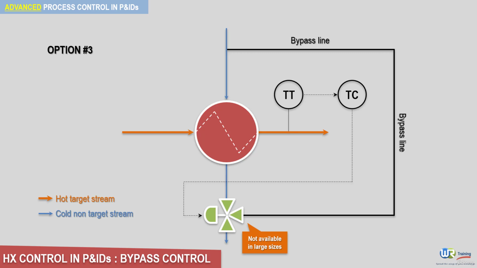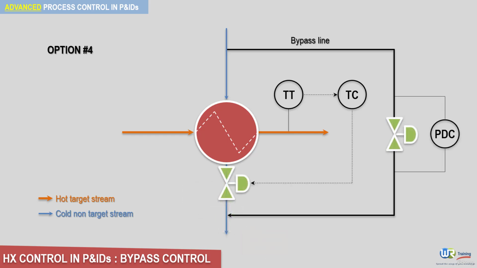Finally, one very interesting variation of bypass control is shown in this last P&ID schematic. In this arrangement, we have a pressure differential controller PDC on the bypass line. If we have a situation where the pressure drop across the heat exchanger is large, most of the inlet flow will choose to go through the bypass line, where the pressure drop will be smaller. To avoid this, we can put in a PDC to control the pressure drop on the bypass line and thereby control the flow rate through that line.